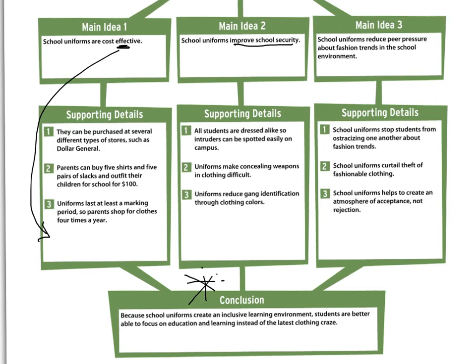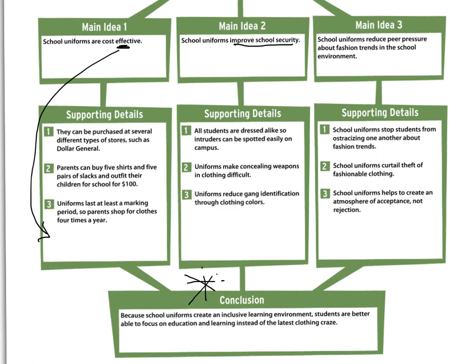Conclusion. Because school uniforms create an inclusive learning environment, students are better able to focus on education and learning instead of the latest fashion craze. Now that is just an idea to help me stay focused when I write this paper, and you as you begin to write your paper.